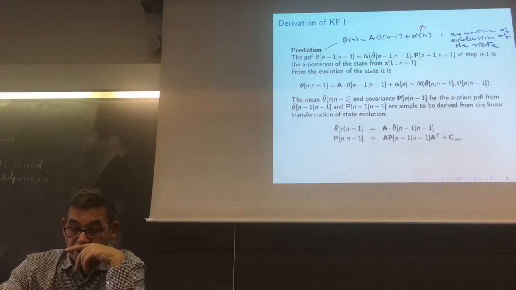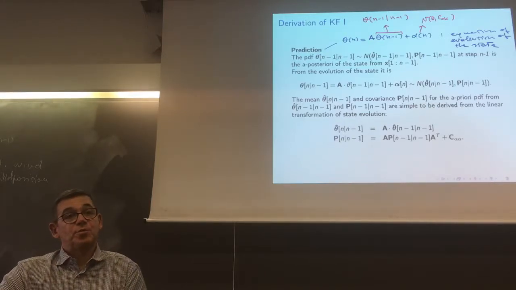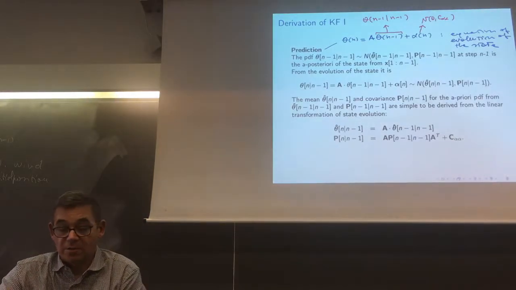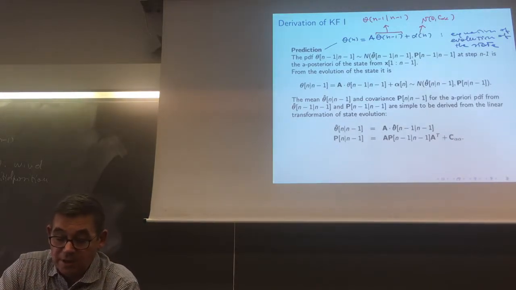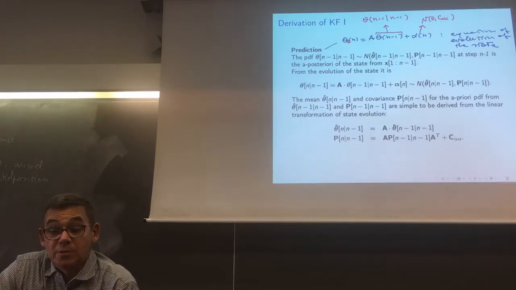is that this guy is normal, and this one is represented by theta n minus 1 in all the samples up to n minus 1. So, I know that this one is Gaussian. So since this one is Gaussian, if I ask you, what is theta n? It's Gaussian. What is the mean value of theta n? It's A, the mean of this, plus the mean of alpha, which is 0.